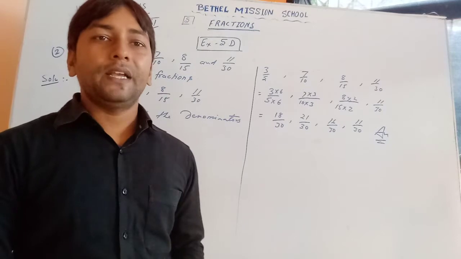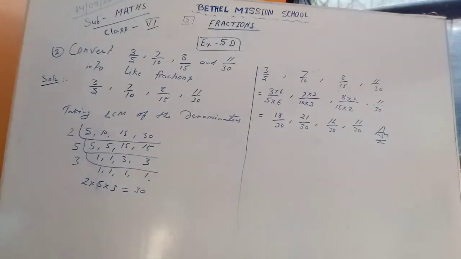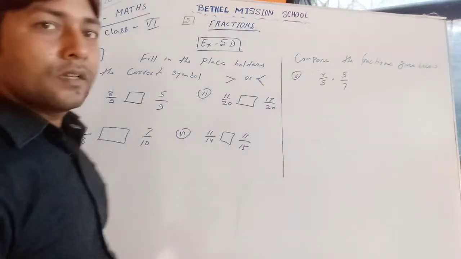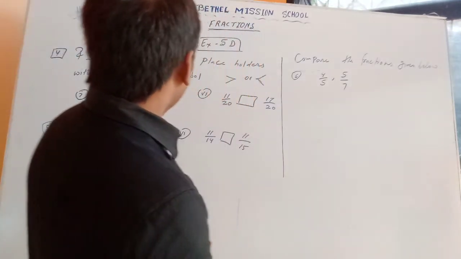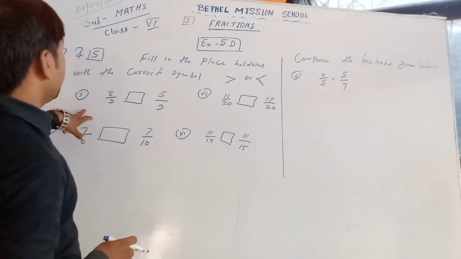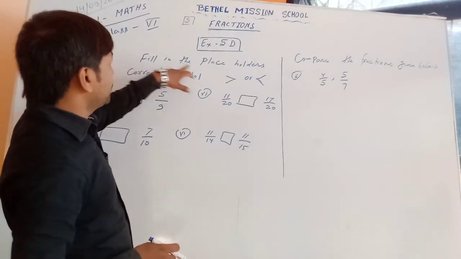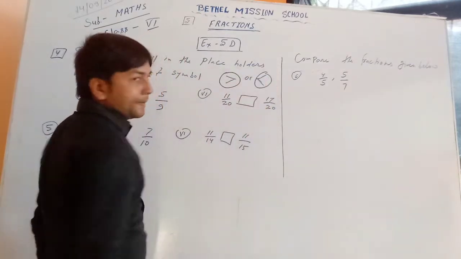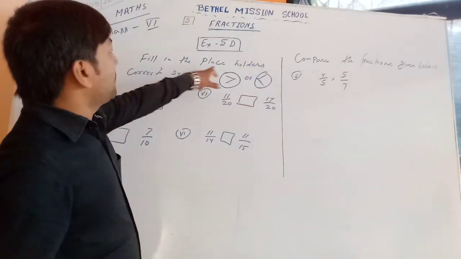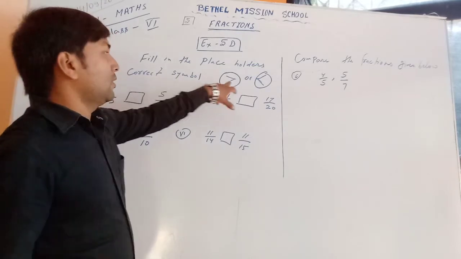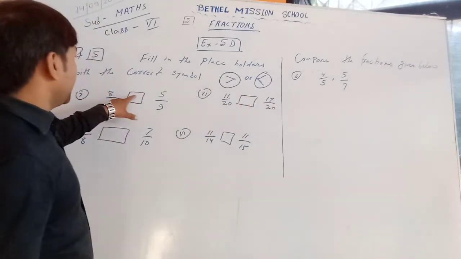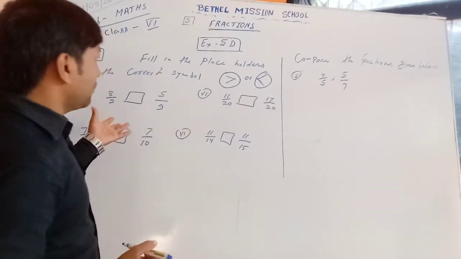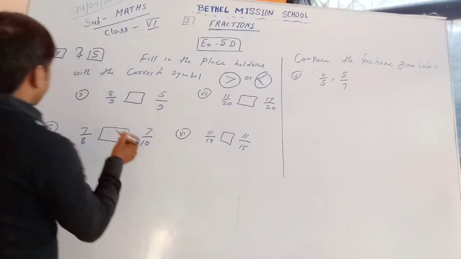Okay, now I make the next one. Now I am going to solve the 4th and 5th questions. You have to use the greater than or less than symbol. Fill in the placeholders with the correct symbol, greater than or less than. Okay, this place you have to fill.